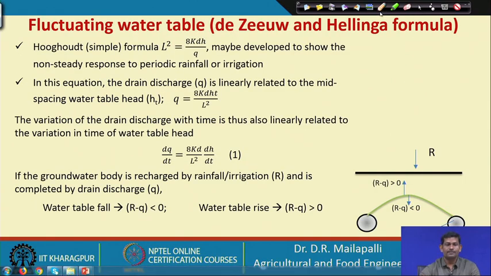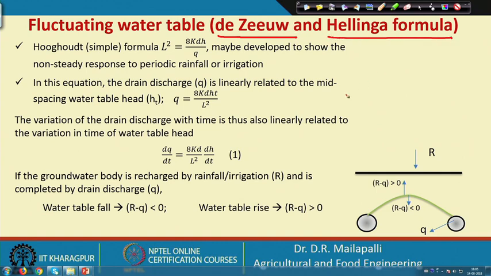And then the other one is the fluctuating water table. One is the falling water table that we have seen using the Glover-Dumm equation, the other one is the fluctuating water table. So, this is basically using the Dagan and Hellinga formula. The main thing is that we will be using the simple Hooghoudt formula, and this may be developed to show the non-steady response to periodic rainfall and irrigation.